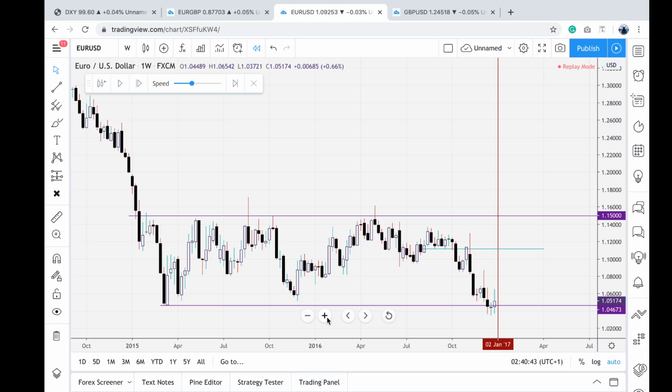Oftentimes, if you're not really sure about what DXY is doing, you want to look at fiber to complement your bias on the DXY. If DXY is bearish, fiber would most definitely be bullish. So if you're confused about what the DXY is doing, simply check the fiber, as 85% of the time fiber mirrors exactly what the DXY does.